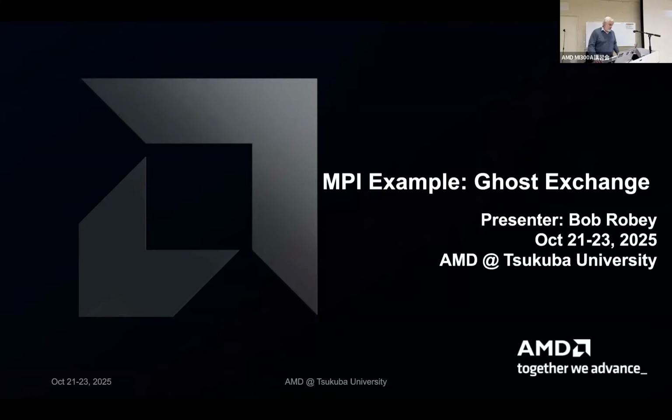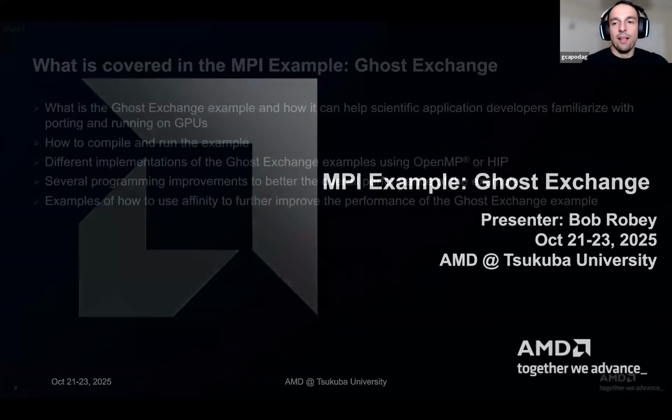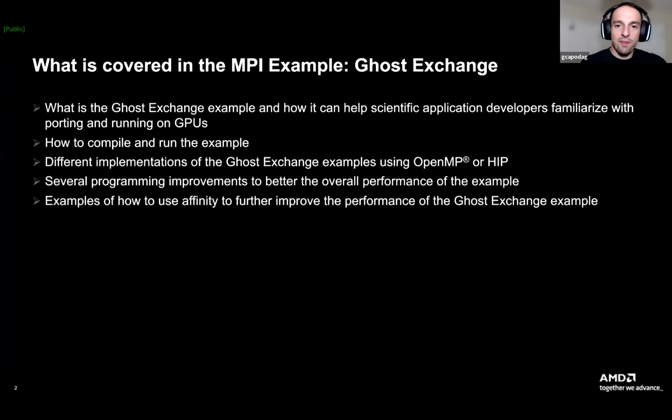Yeah. All right. Okay, well, for my first presentation today, I'll walk you through this example that we usually refer to as the ghost exchange example. It is one example that uses MPI and is intended to be a simplified example of what a real application code using MPI might look like.